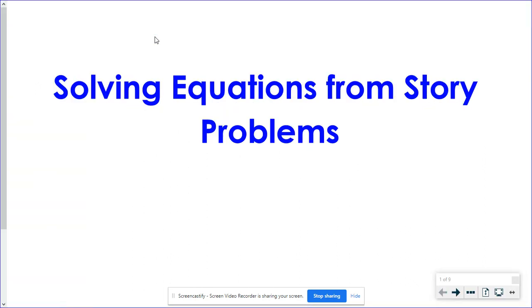Hello again, math students. Today we're going to be still solving equations, but now we're going to be writing the equations ourselves from some story problems. At this point, solving the equations should be the easier part. Getting the translations is the stuff that I'm more worried about today.